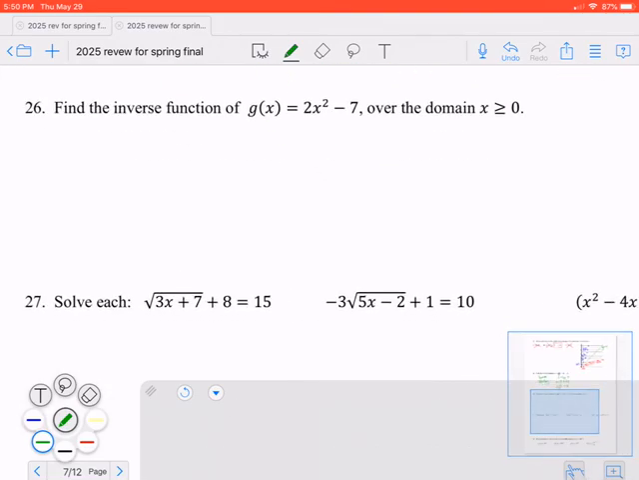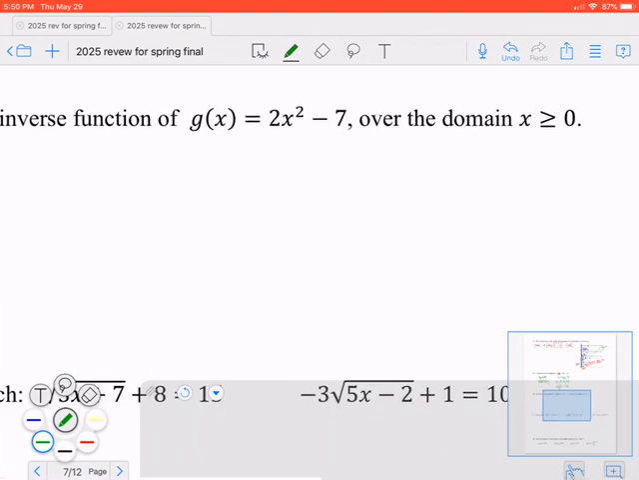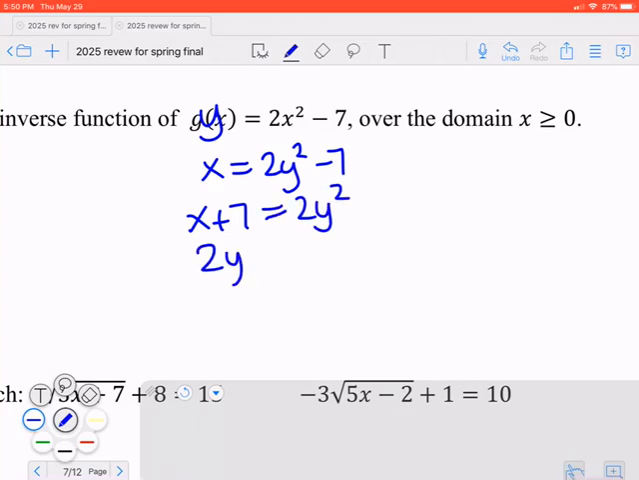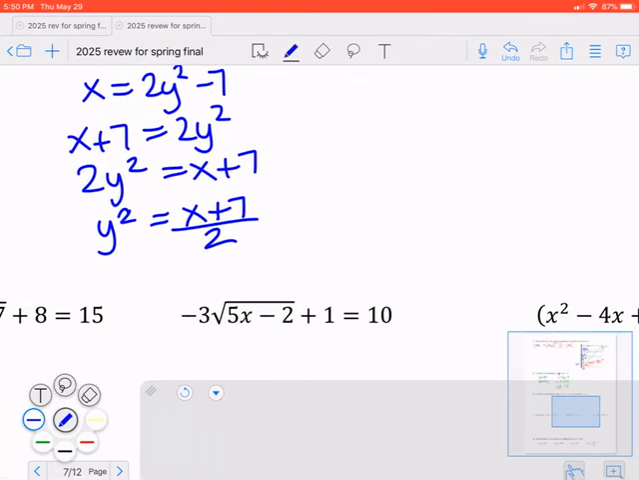Find the inverse of this one. All right, swap the x and the y, and now we're going to solve for y. So I'm going to add 7 to both sides. x plus 7 equals 2y squared, and at this point I'm just going to flip sides, and now we're going to divide by 2. x plus 7 over 2, and that's for y squared.